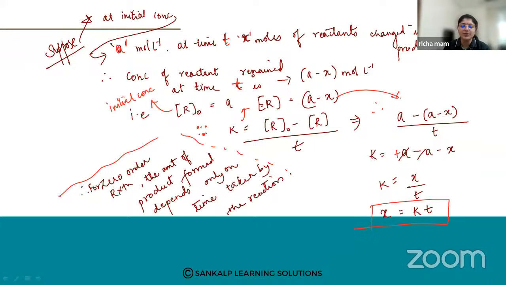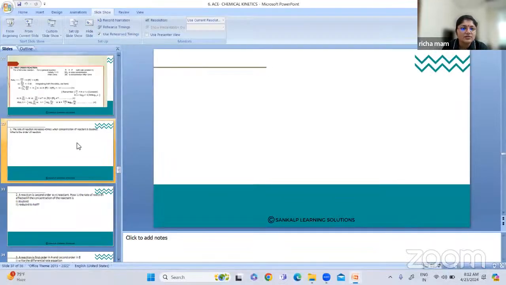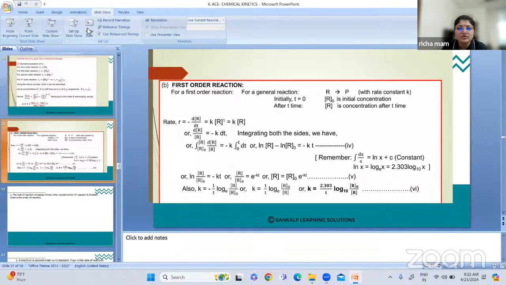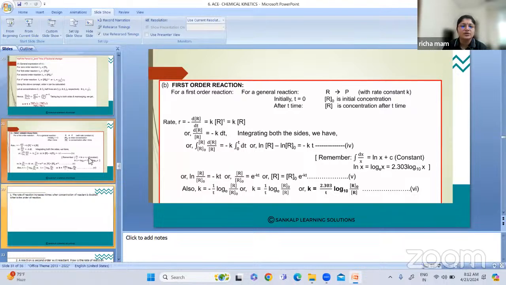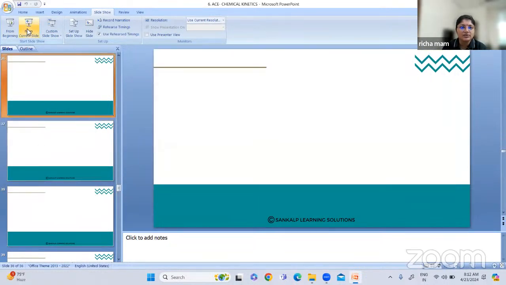Fine. So this was about zero order reaction. This is a very important reaction. Next we are going to see the first order reaction. Better I will solve it myself, so it will be understood well. Then we will see this. So what is the first order reaction?